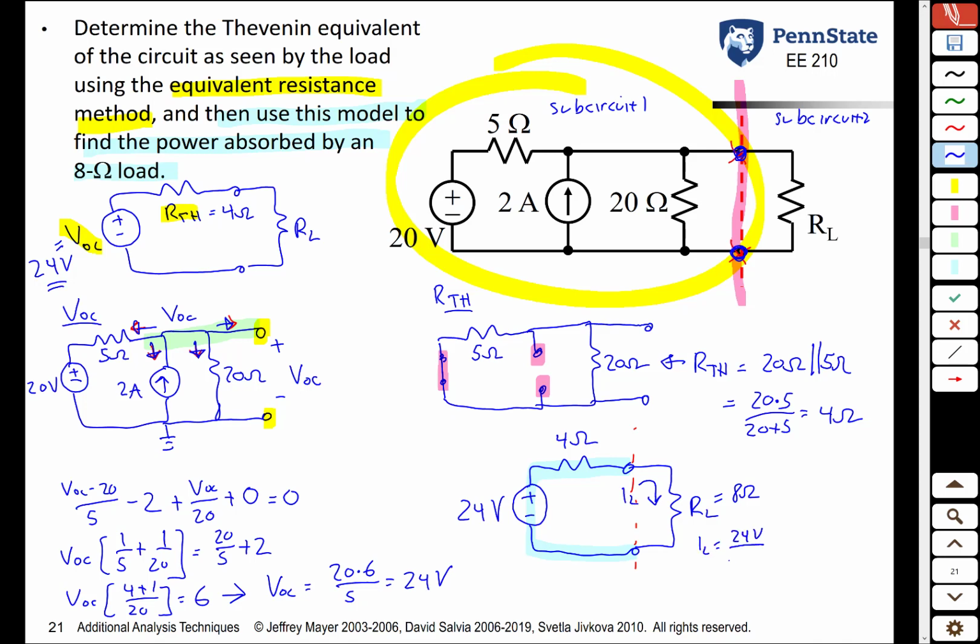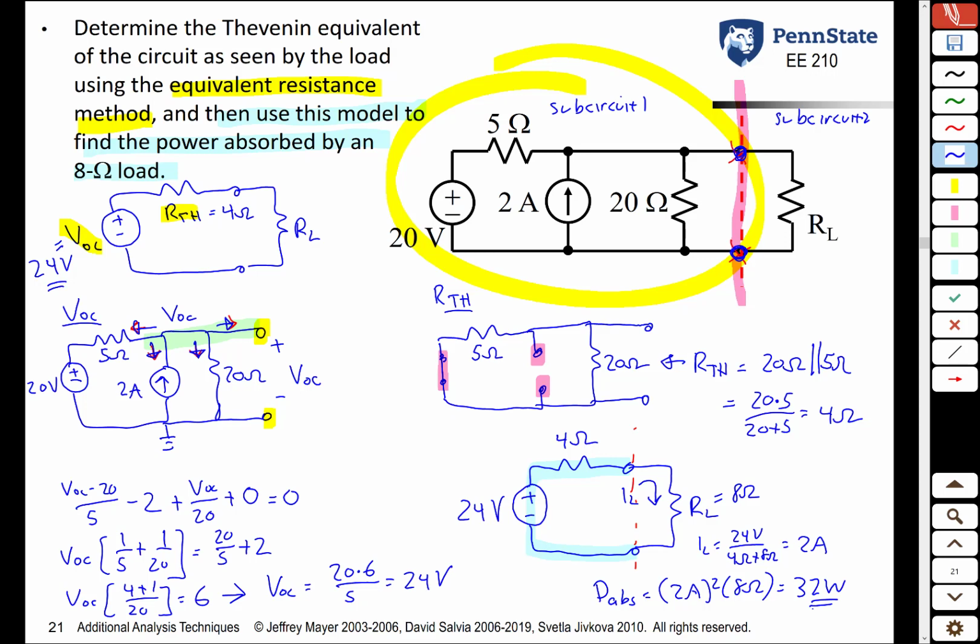24 volts divided by 4 ohms plus 8 ohms. That's 24 volts divided by 12 ohms. That's 2 amps. So the absorbed power for a resistor is what? I squared times R. 2 times 2 is 4. 4 times 8. 32 watts are absorbed.